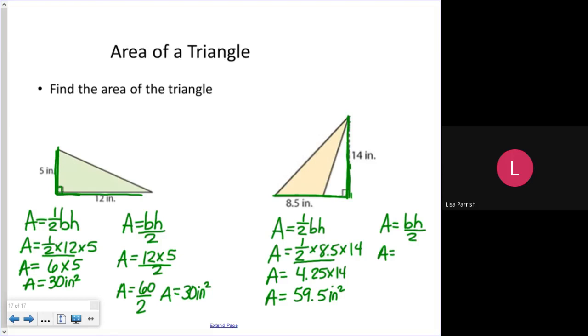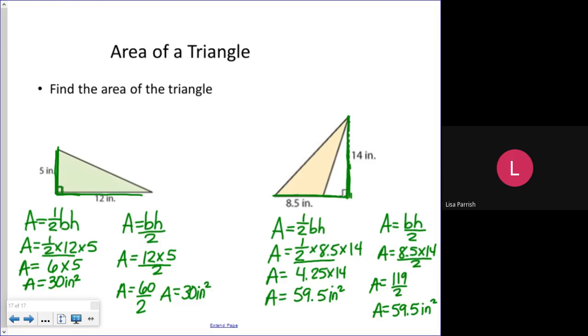Okay, so I've got 8.5 times 14 divided by 2. On my calculator, I'm going to do 8.5 times 14. I get 119, divided by 2. And surprise, surprise, I got 59.5 inches squared.